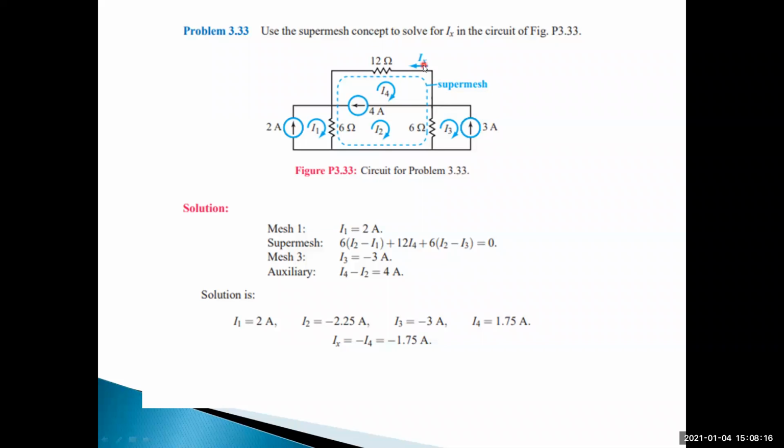Then Ix is equal to, what is the current? Ix is equal to minus I4, opposite direction. This current direction is like this and the I4 direction is like this, so Ix is equal to minus I4. Here the branch current and loop current are the same because it is not interlinking with another loop. So we'll get like this.